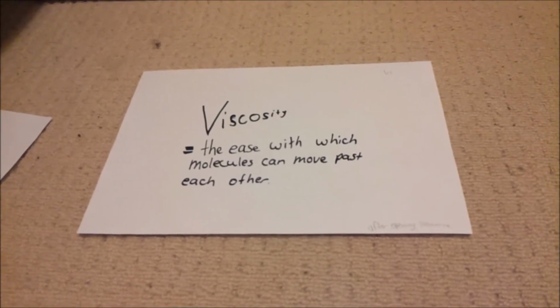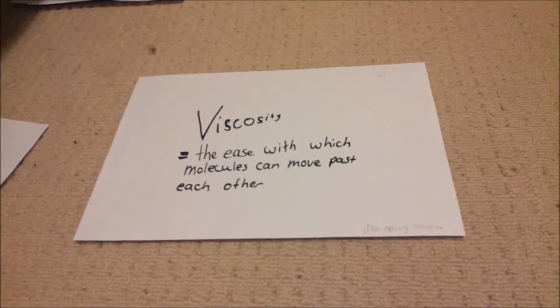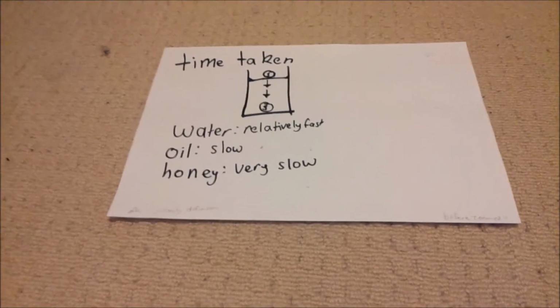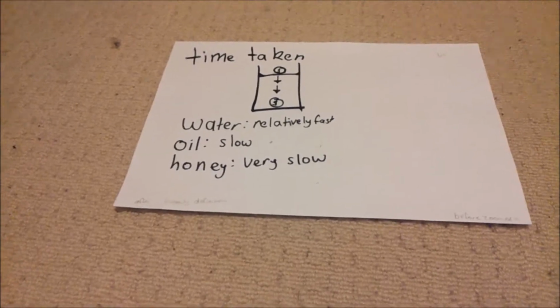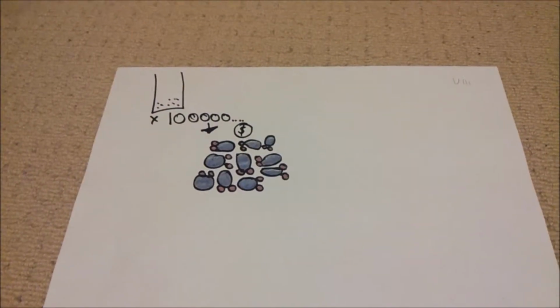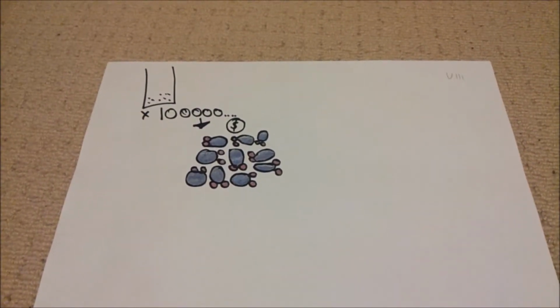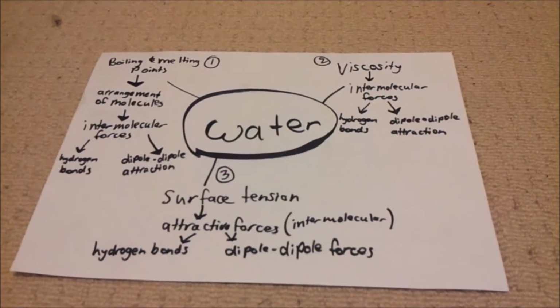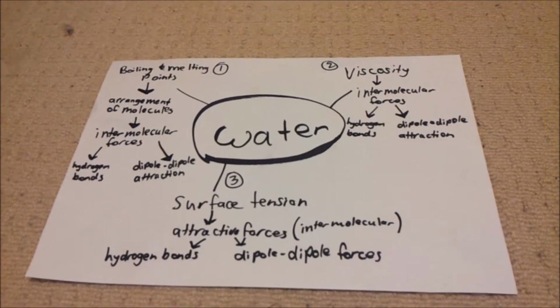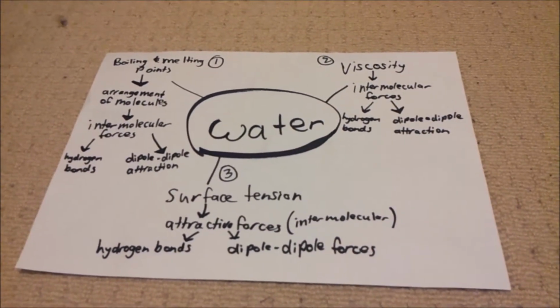In this case, a coin is used to show how quickly or slowly the molecules move. This diagram represents what happens with viscosity in between intermolecular forces. Lastly, surface tension is an important property of water.